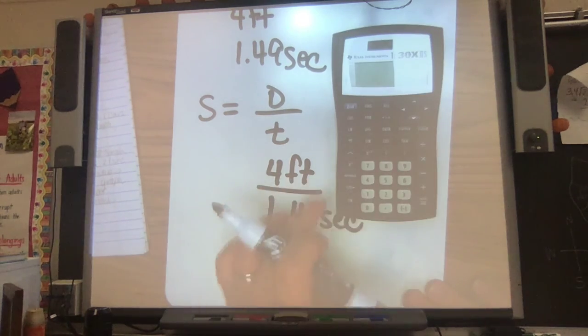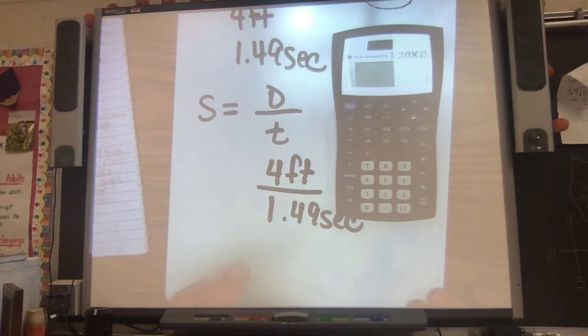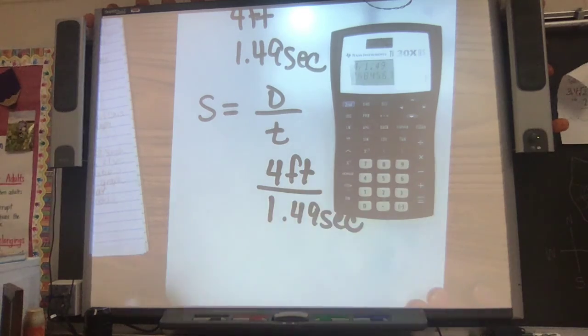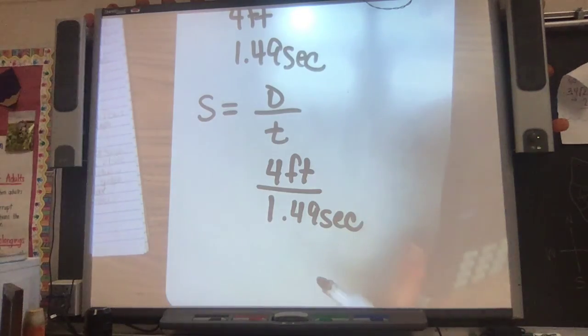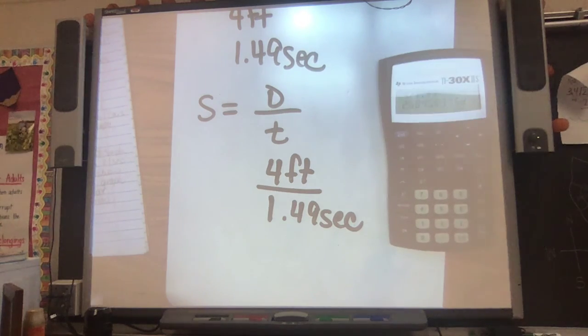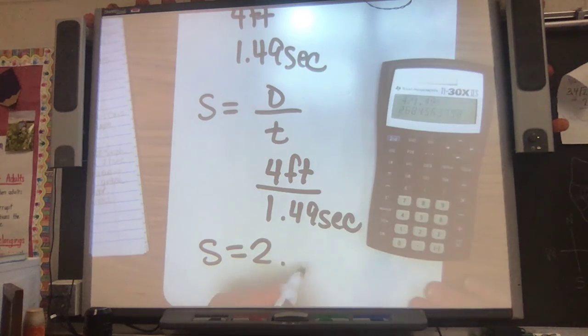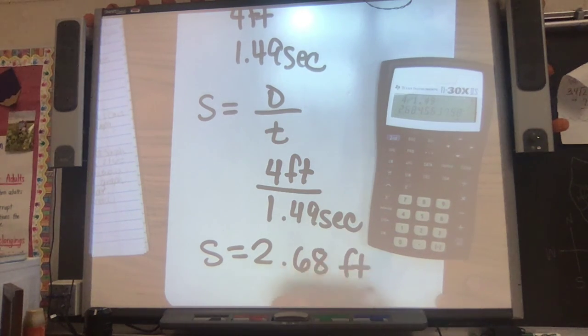And we can use our calculator. We're gonna say 4 divided by 1.49 equals, we're gonna round it. Speed equals 2.68 feet per second. Okay, and I'm just gonna jot this down here. 2.68 feet per second. All right.